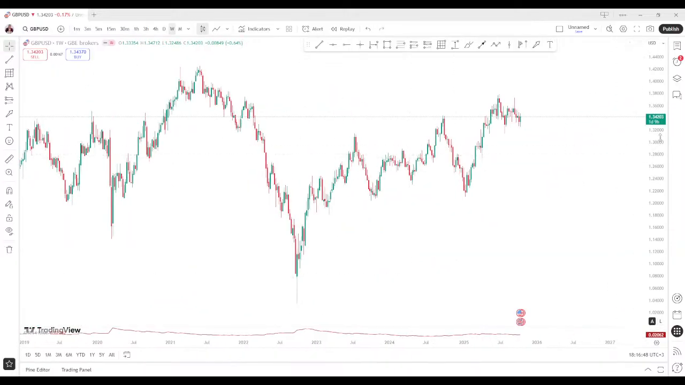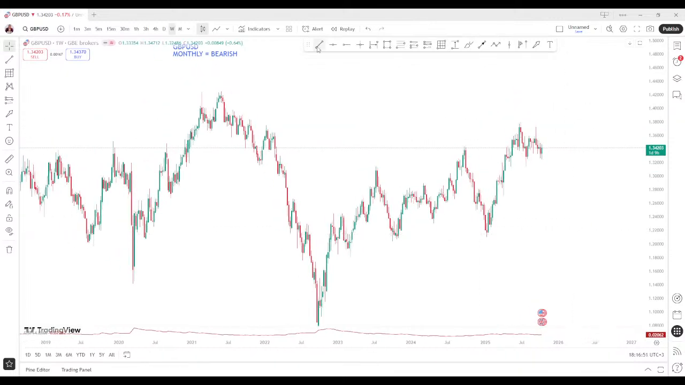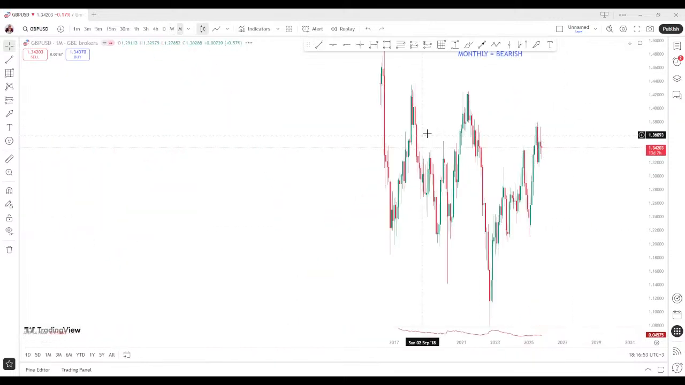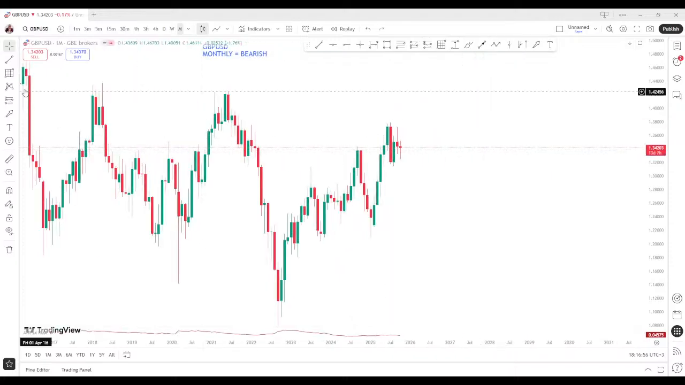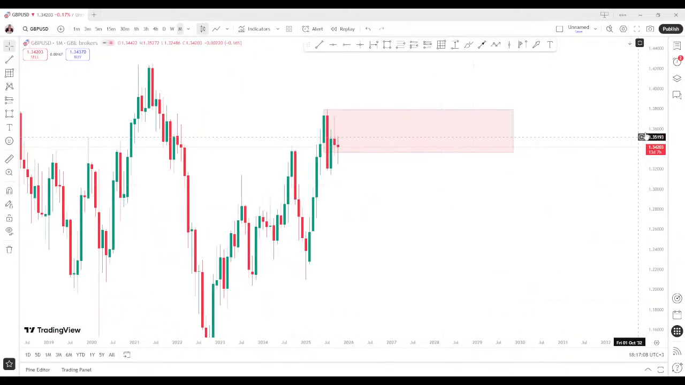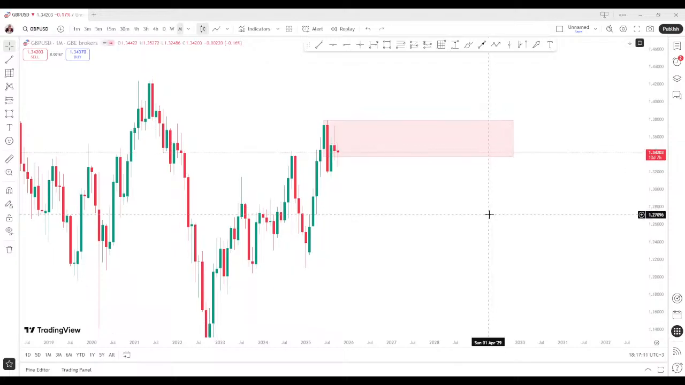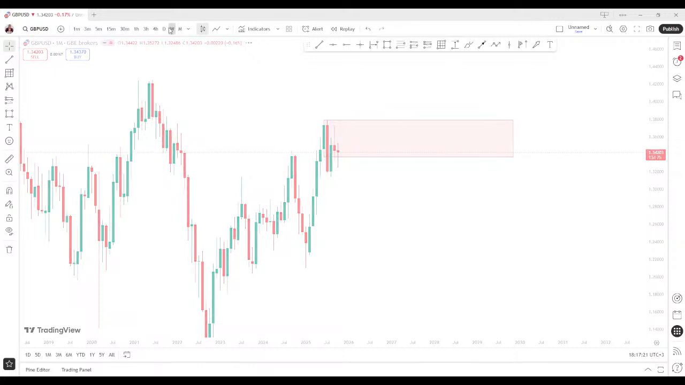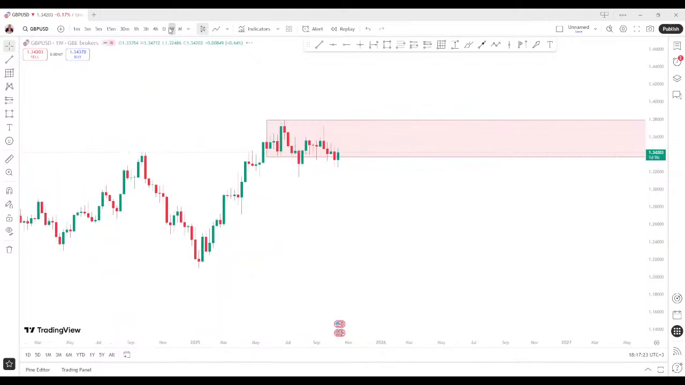So one thing you need to know, okay, just for the sake of understanding, let me mark this one. This is our monthly POI. That one, like that. Okay, I can mark that one like that now. That is our monthly POI. So that when I go to the weekly, you'll be able to understand where I'm coming from. So we go to the weekly time frame.